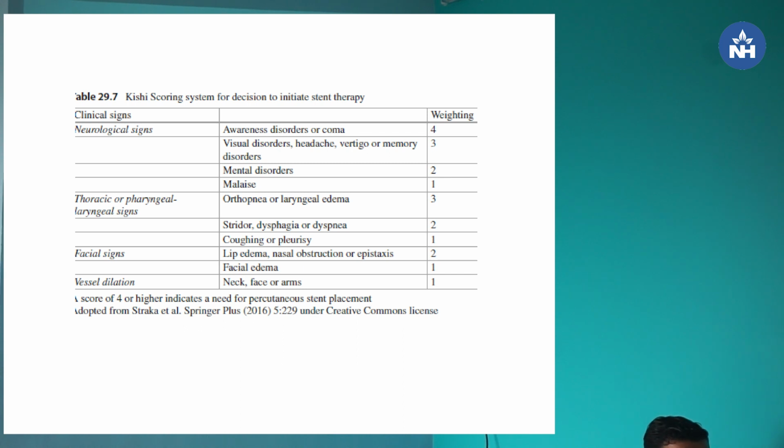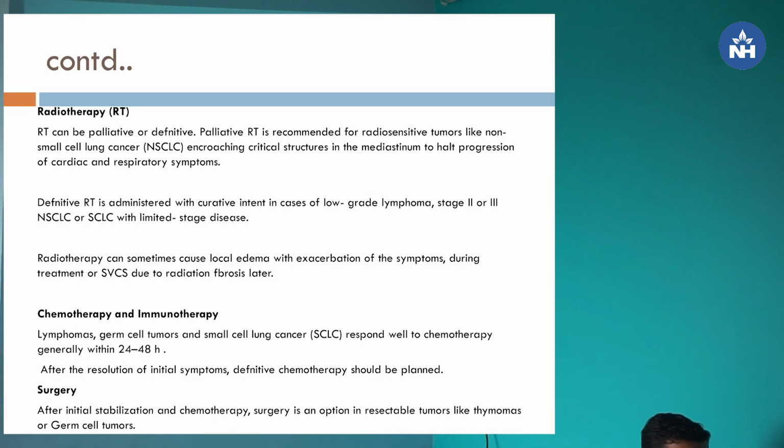This is the Kishi scoring system for decision to initiate the stent therapy, which has the neurological signs, that is awareness disorder or coma, visual disorder, mental disorder, malaise, thoracic or pharyngeal or laryngeal signs, that is orthopnea, laryngeal edema, stridor, dysphagia, coughing or pleurisy, facial signs, that is lip edema, nasal obstruction or epistaxis and facial edema, and vessel dilatation, neck, face or arms. A score of 4 or higher indicates a need for percutaneous stent replacement, adopted from Straka et al., Springer Plus 2016.